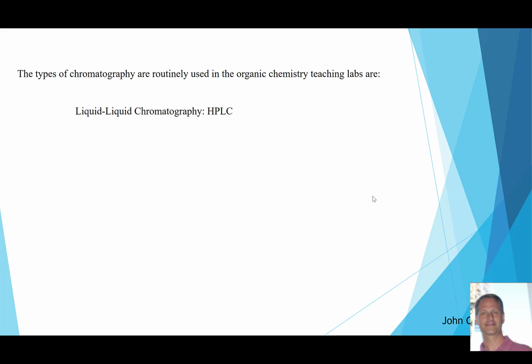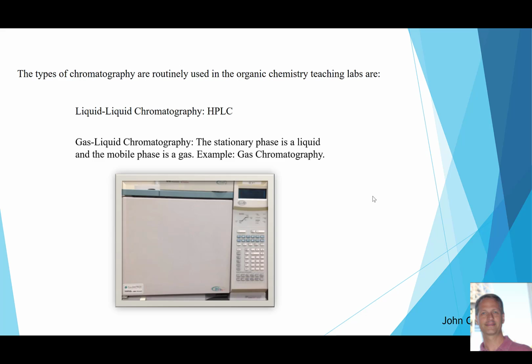The other types of chromatography that are commonly used are liquid-liquid chromatography, also known as HPLC, high performance liquid chromatography, and gas-liquid chromatography, in which the stationary phase is a liquid and the mobile phase is a gas. So this is gas chromatography.